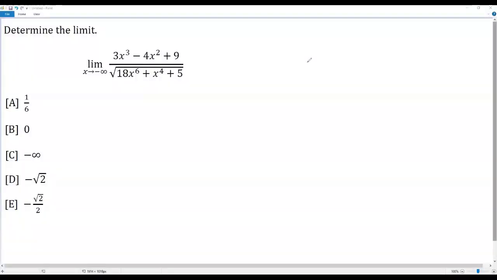Here we have a pre-calculus problem. Okay, let's go to the question. Determine the limit. That is, the limit as x extends to negative infinity of (3x^3 - 4x^2 + 9) over the square root of (18x^6 + x^4 + 5).